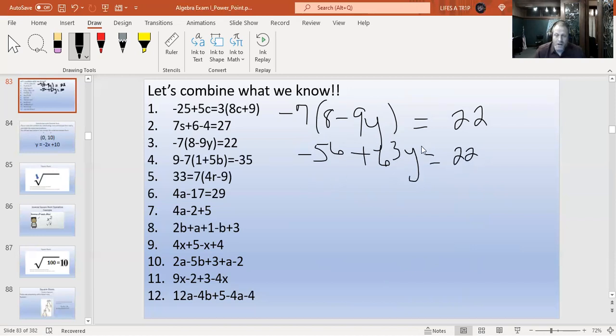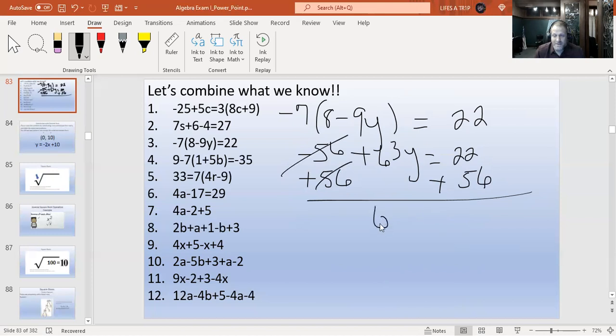Well, we have our variable on this side. Great. But we need to get rid of this little guy, the negative 56. Cancel, cancel. And 63y equals 78.